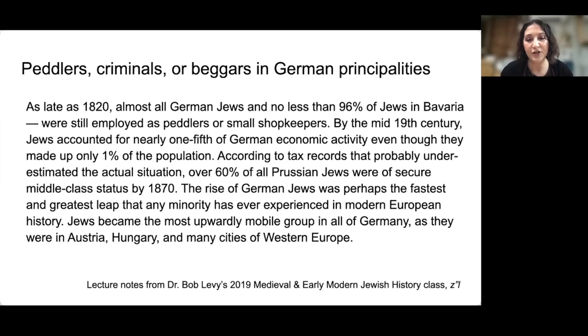The rise of German Jews was perhaps the fastest and greatest leap that any minority has ever experienced in modern European history. Jews became the most upwardly mobile group in all of Germany, as they were in Austria, Hungary, and many cities of Western Europe.